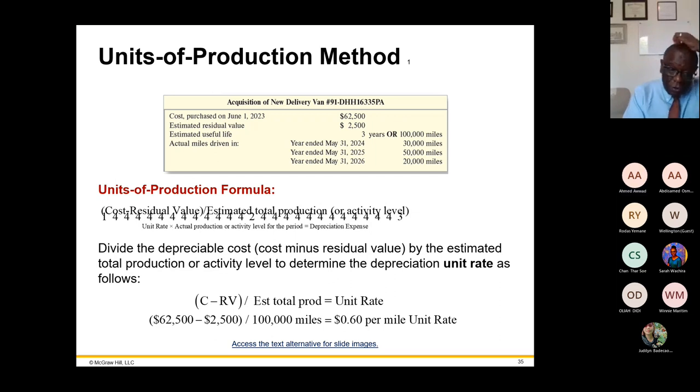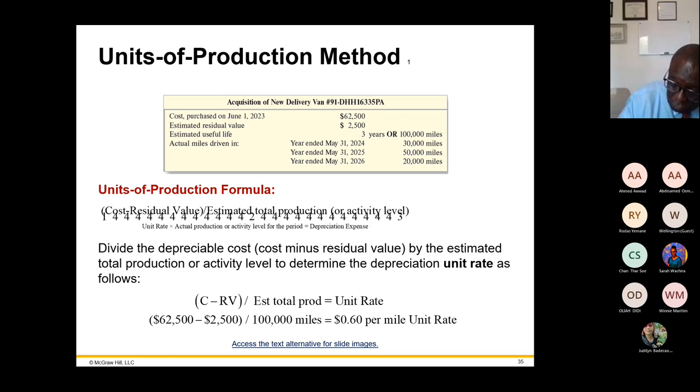60,000. Very good. Because 18,000 year one, 30,000 year two, 12,000 year three, add the three, that becomes accumulated depreciation. So that is what will be posted to the balance sheet. So I will say delivery van in the balance sheet, delivery van at cost.